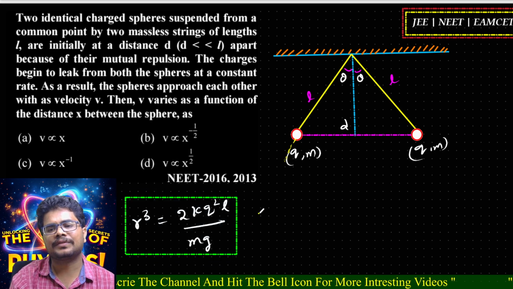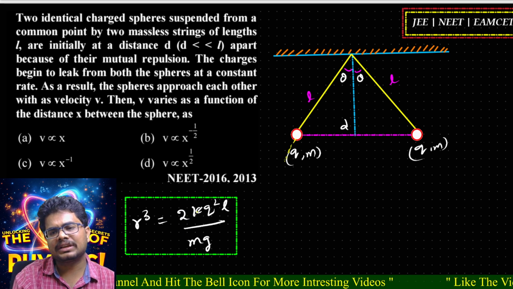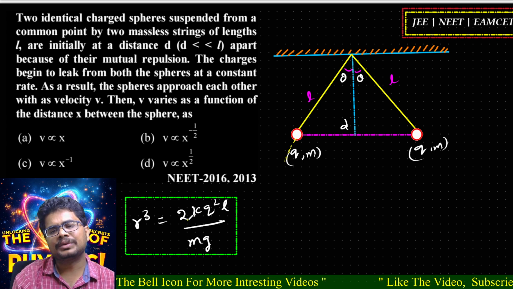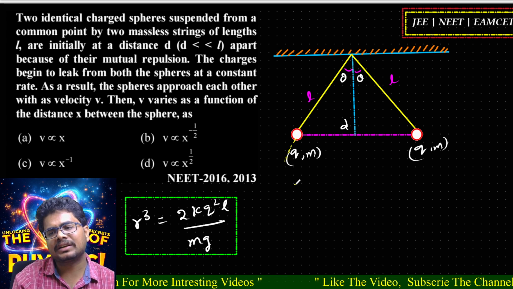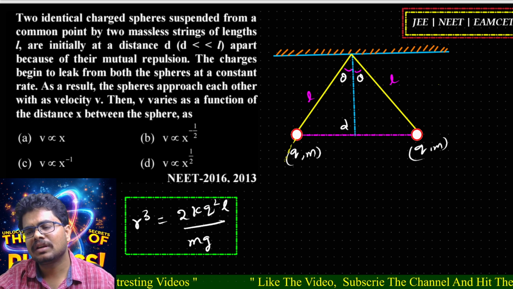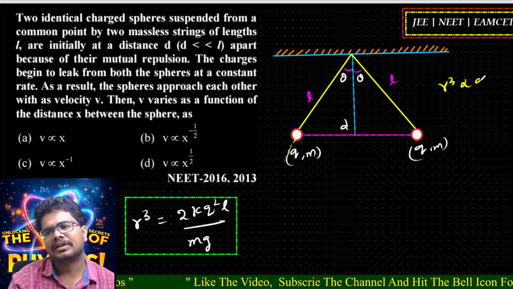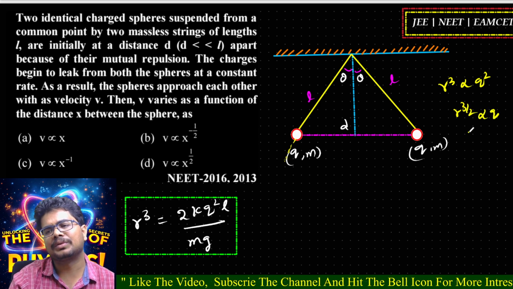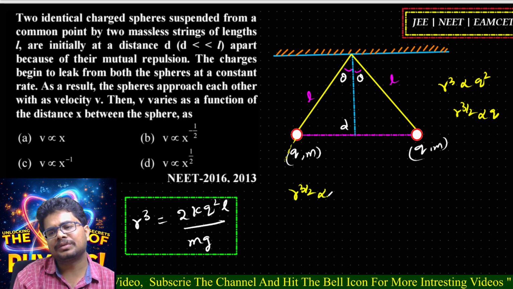If you observe carefully, in this equation, what can you tell me? 2 is constant, K is constant, L is constant, mg is constant in this problem. Read the problem. 2 is constant, K is constant, but Q is changing at a constant rate. Means what can I write? R cube is proportional to Q square, the only remaining variable. Means R power 3 by 2 is proportional to Q. Let me take that equation here.